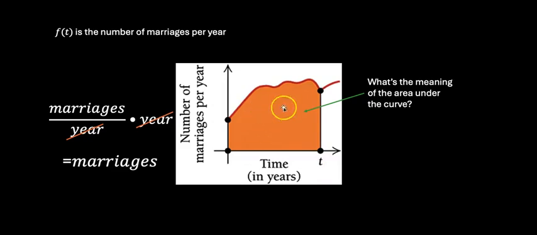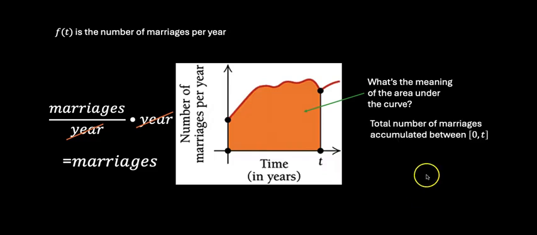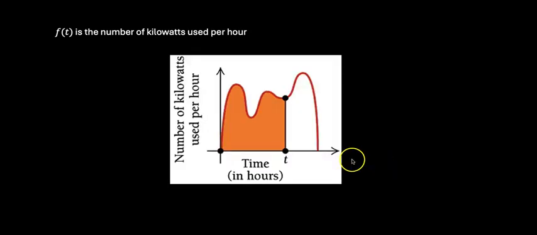So finding the area underneath the curve is like adding up all those marriages from each year to get the total number of marriages over a certain number of years. So the answer is the area underneath the curve represents the total number of marriages accumulated between time equals 0 and t.